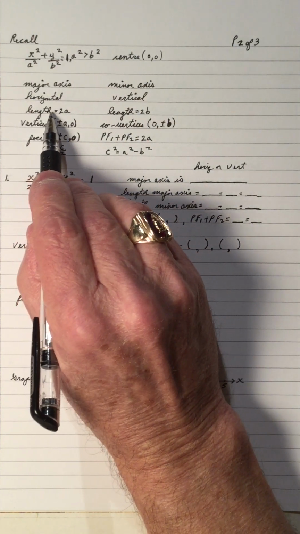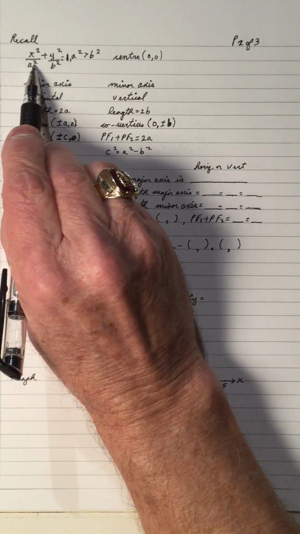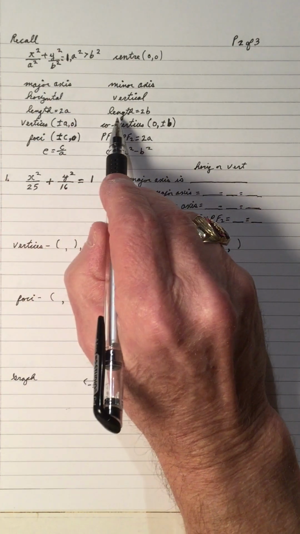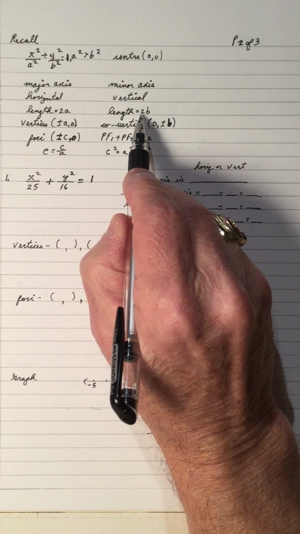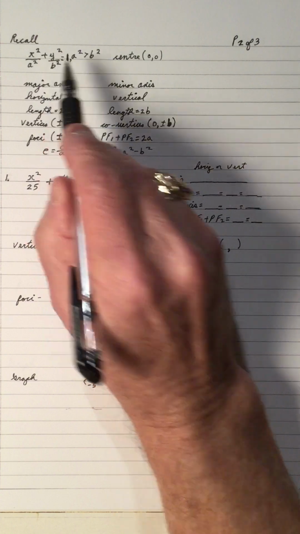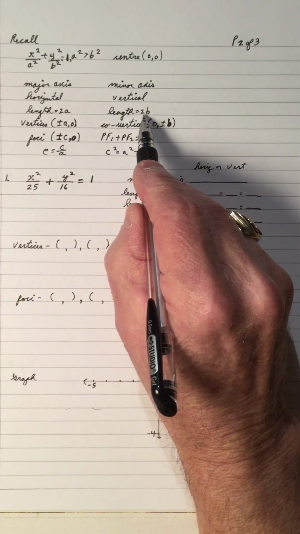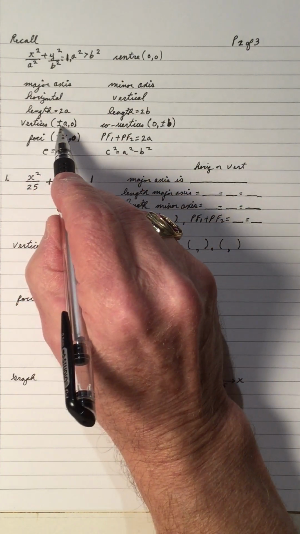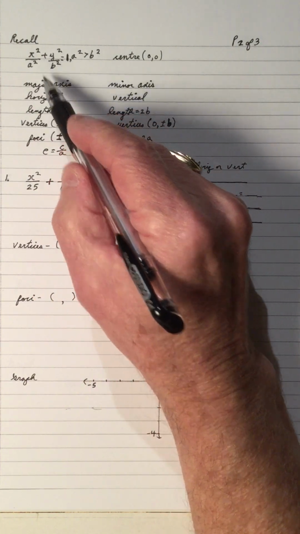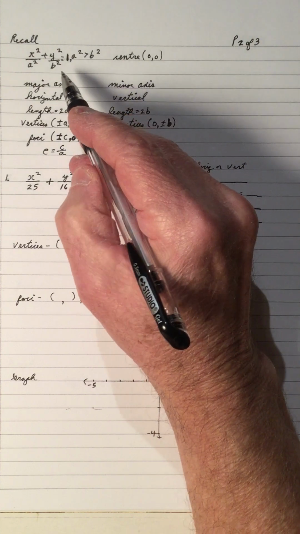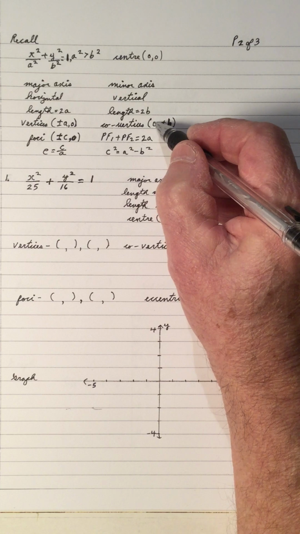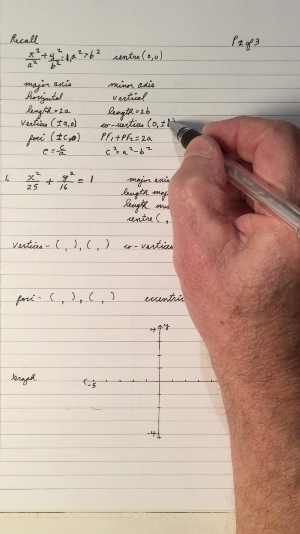The length of the major axis: you take the square root of this number and double it, so it's 2a. The length of the minor axis is 2b, so you take the square root of this number and double it. The length is always positive. The vertices lie on the major axis, so the vertices are (plus or minus a, 0). The co-vertices lie on the minor axis, which is (0, plus or minus b).